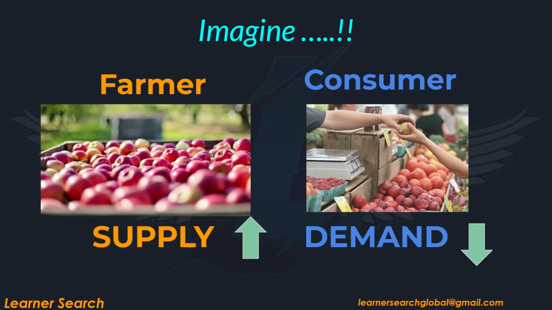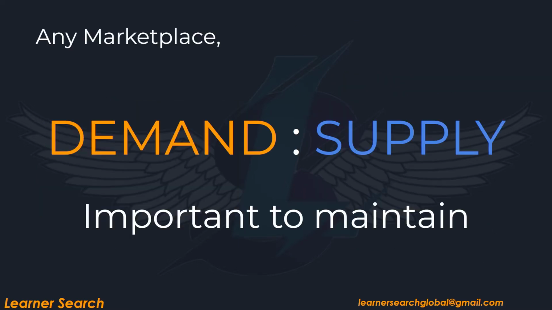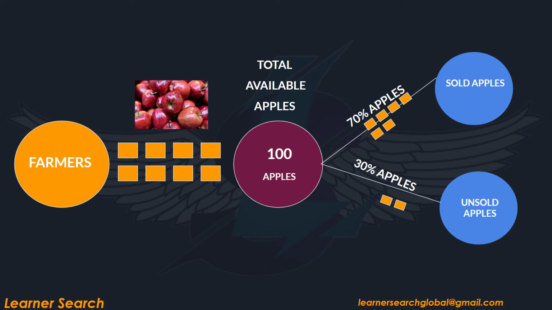There can be a situation in which supply exceeds demand, when supply increases while demand decreases. Apples, for example, if not sold, go as waste. In the other case, where supply is low and demand is high, scarcity of product arises among the consumers. All this can happen anytime in any marketplace. It is critical to maintain a demand and supply ratio that meets the need of both suppliers and buyers. Let's assume the number of apples ready to sell is 100.